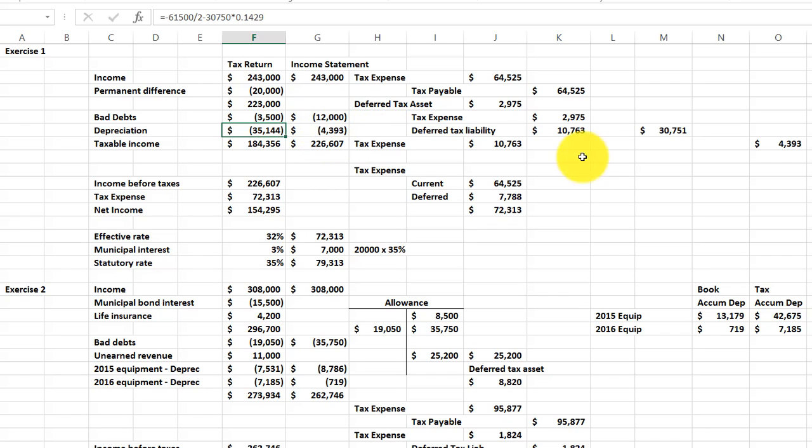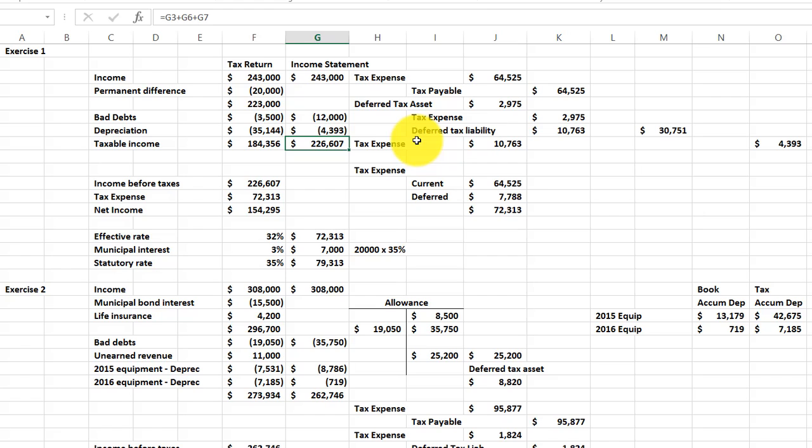On the income statement, we just do straight line, nice and easy. We just take the total cost divided by 7, and I told you you would use a half-year convention, so you take half of that. In the year that you purchase it, you just take half a year, so you get the 4,393. All right. So your taxable income, as shown on the tax return, would be 184,356. On the income statement, your income before taxes would be 226,607.